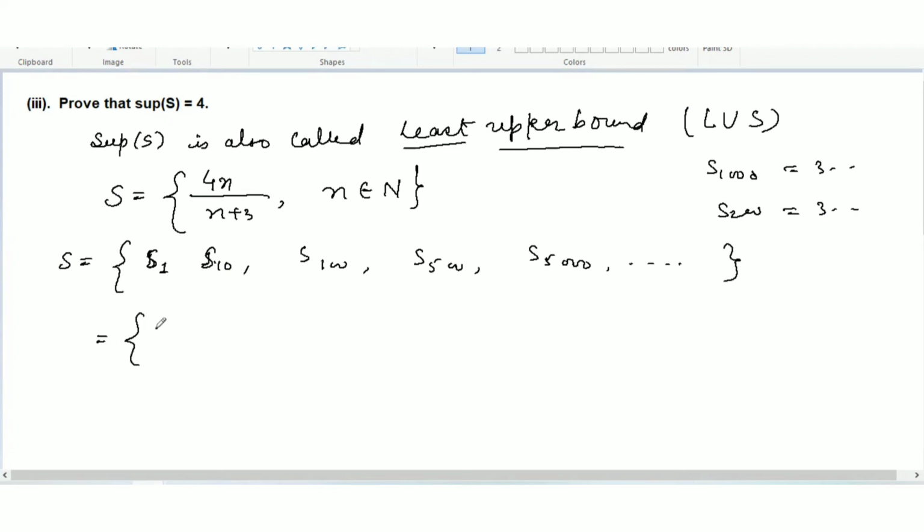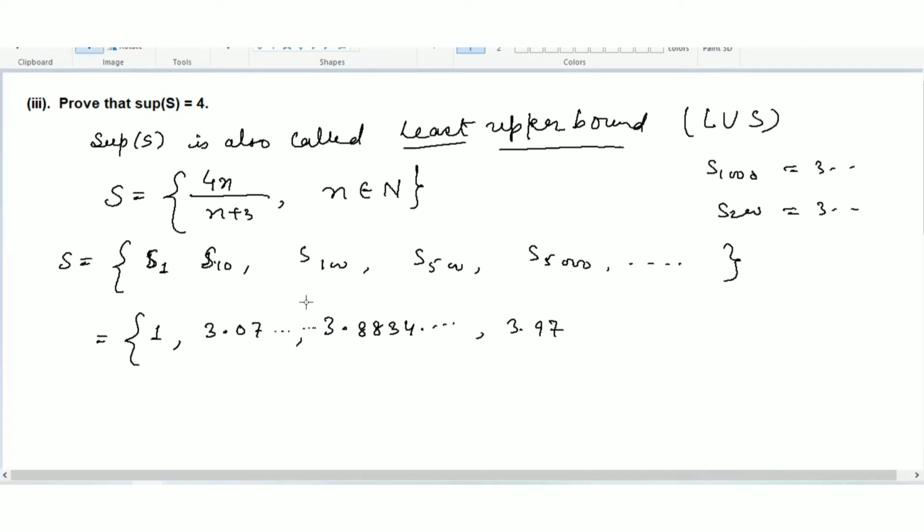For the first element S1, when you substitute n equal to 1, you will get 1. When you substitute n equal to 10, you will get 3.07. When you substitute n equal to 100, you will get 3.8834... And when you substitute 500, you will get 3.97. Some numbers are also after S10.